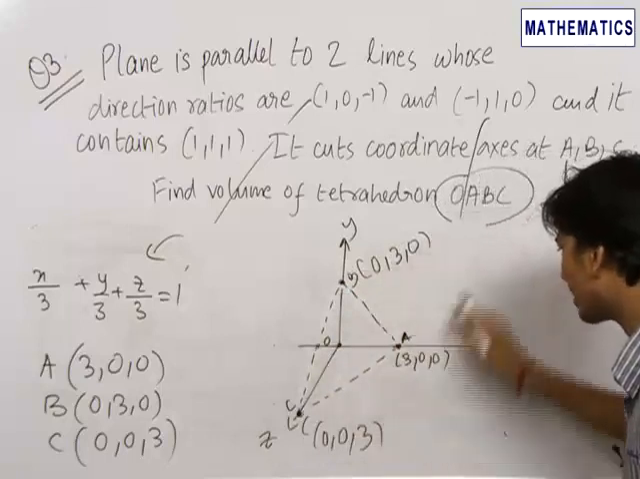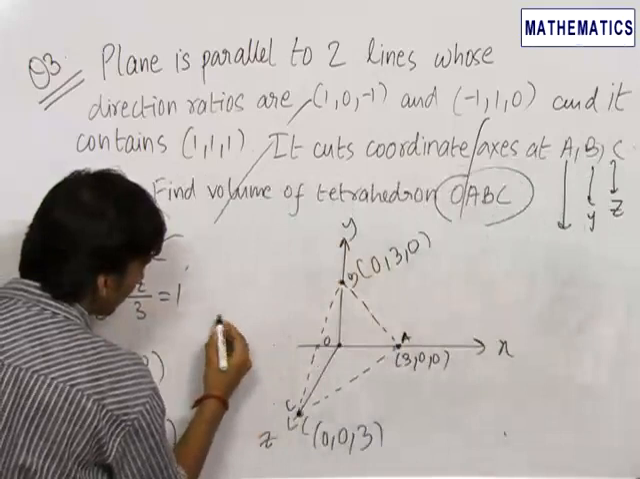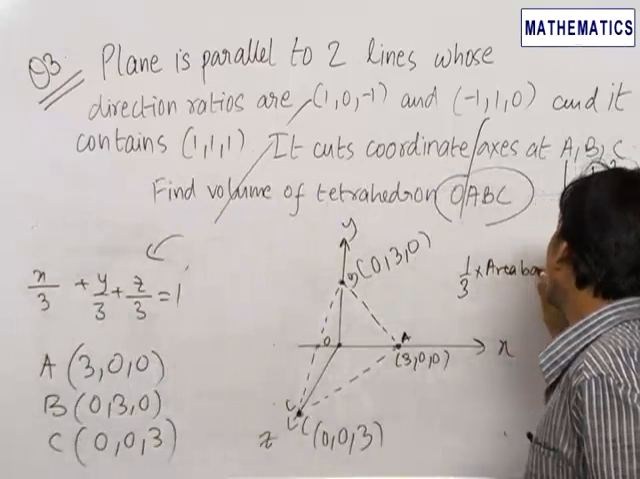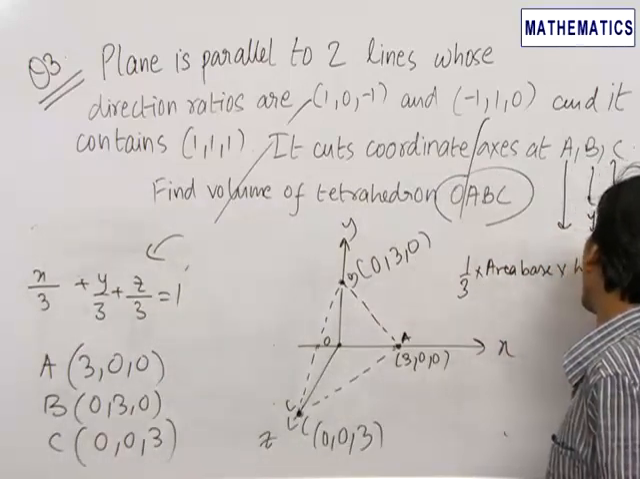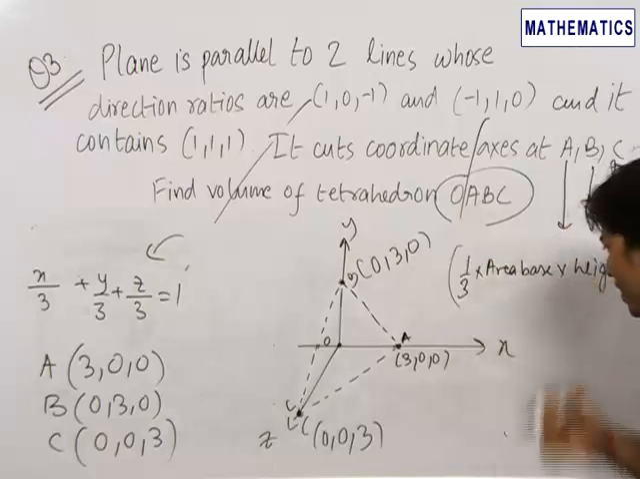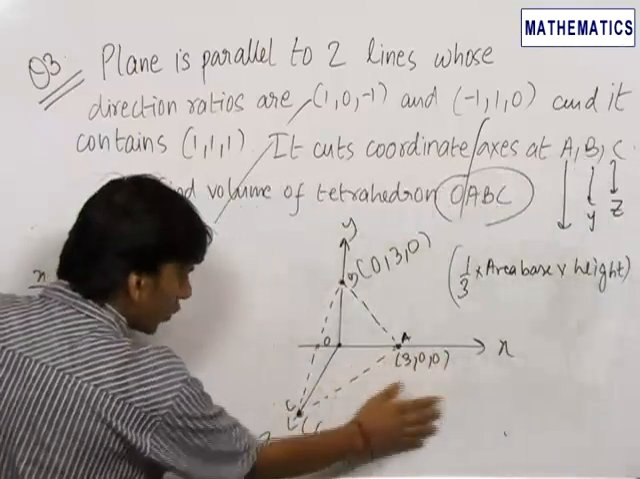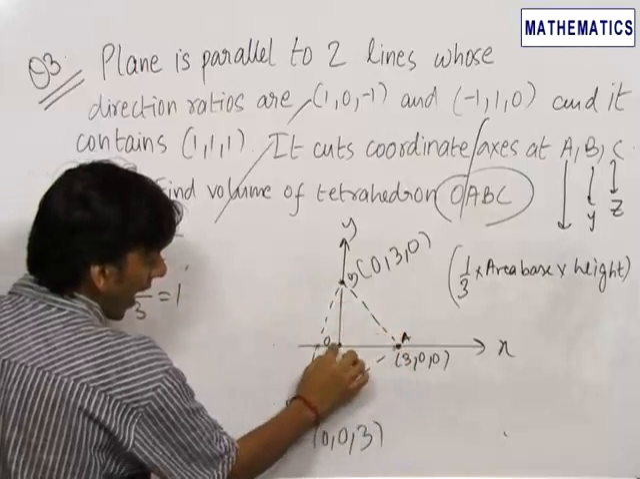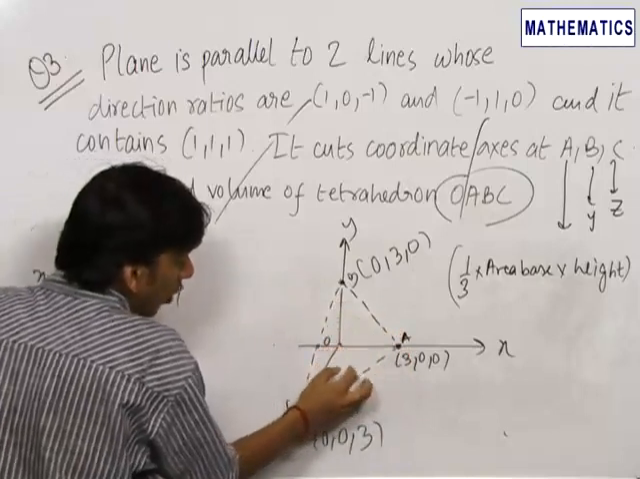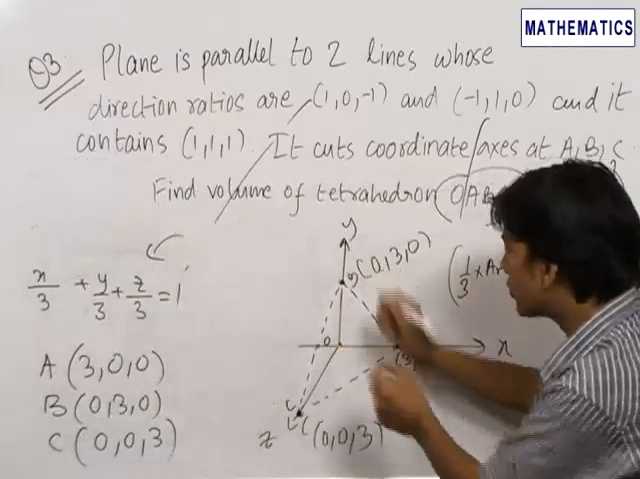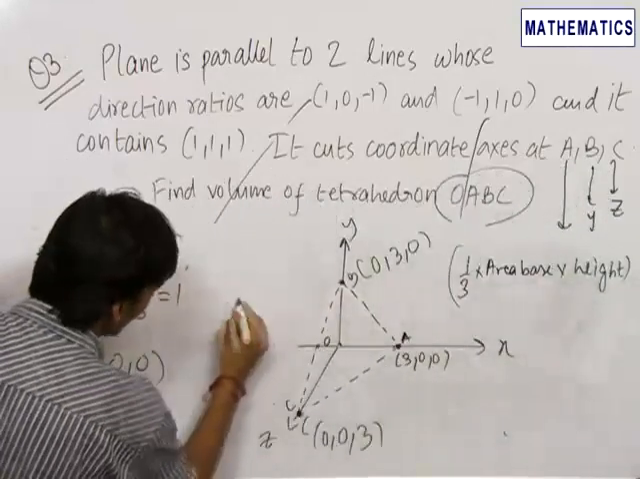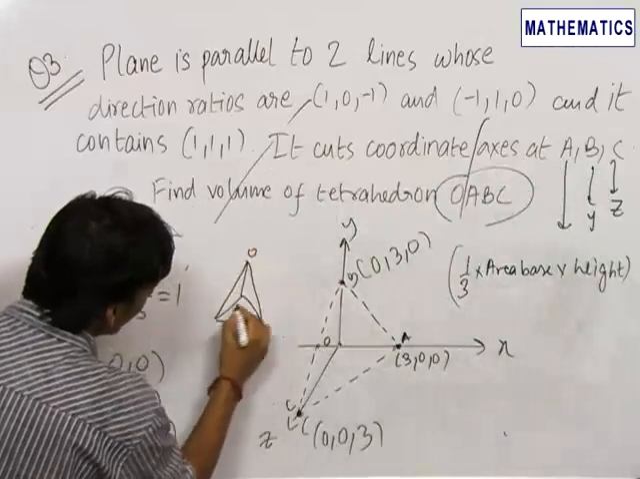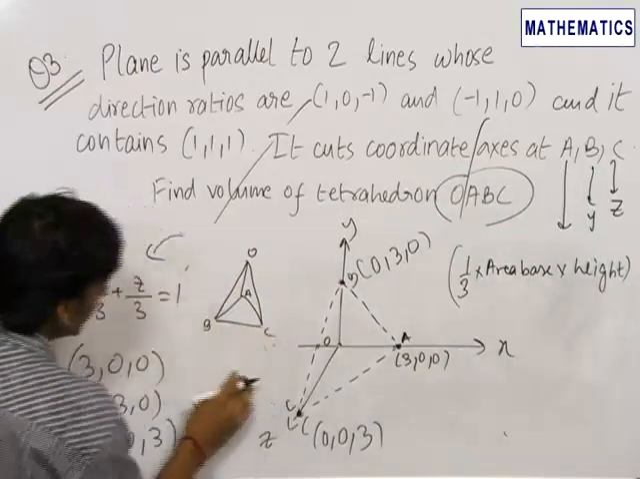So for finding the volume of this tetrahedron, we can write 1/3 into area of base into height. You can remember this formula also. Now you can imagine this plane ABC forms the base of the tetrahedron, and this point O is above the plane and will form the topmost point of the tetrahedron. It will become something like this. This is the point O. These three are the points A, B and C.